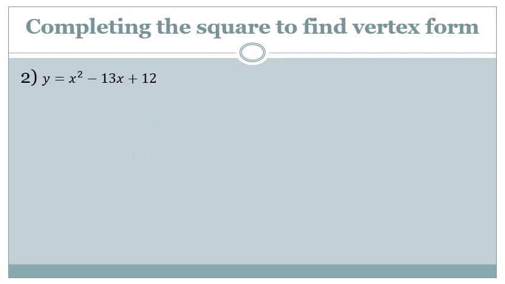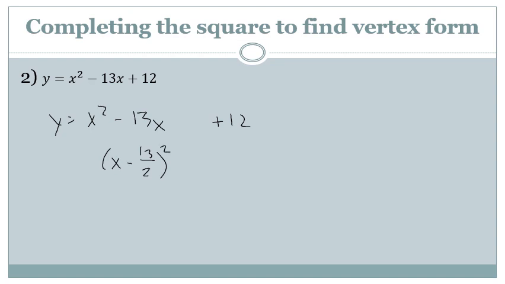Okay, so let's try another one. Again, what we're going to do is make a space right there after the first two terms. We're going to look at the first two terms only and say, okay, it's x squared minus, so I need a minus, and we're going to divide that in half. 13 halves. That's a terrible 2, sorry.